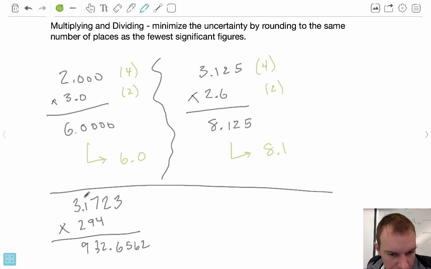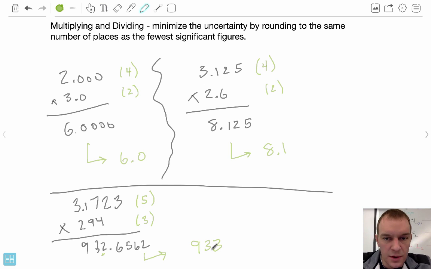Decimal point present, 1, 2, 3, 4, 5 significant digits. This one here, decimal point absent. We start on this side, 1, 2, 3 significant digits right there, which means your final answer has to have 3 significant digits. We look at this 932.6562. We are going to round it to 3 significant digits, so that's this right here. The 6 is going to take that 2 and round it up, and what we end up with is 933. Okay, so that's pretty much the deal. That's how this works out.